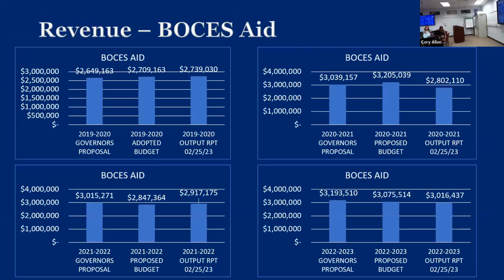Historically, very similar to transportation, in 19-20 the governor's budget was 2.6. We adopted 2.7, and we got 2.7. In 2021, budgeted 3, adopted at 3.2, it came in at 2.8. Going back to Ty's question, that's really an impact of COVID, as they essentially stopped many services. In 21-22, they allocated 3, proposed budget 2.8, came in at 2.9, and currently we're a little below where we had projected to be.